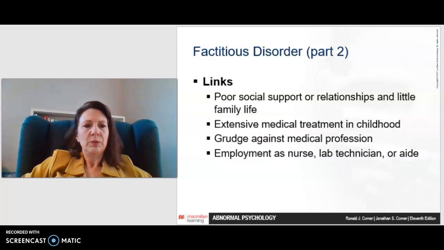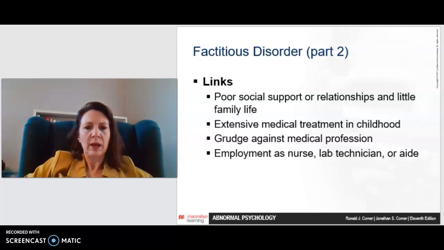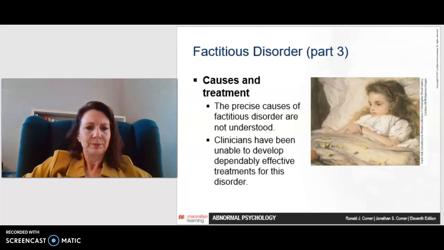Links to this include poor social support or relationships, little family life, perhaps extensive medical treatment in childhood, a grudge against the medical profession, and interestingly, employment as nurses, lab technicians, or aides. Causes and treatment are really not well understood at this time. We've been unable to understand what produces this problem to develop effective treatments for the disorder.